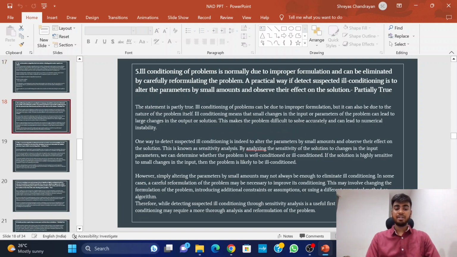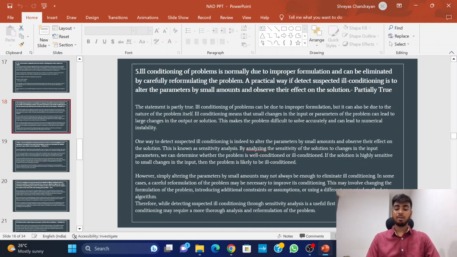In the fifth statement, ill conditioning of problem is normally due to improper formulation and can be eliminated by carefully reformulating the problem. A practical way, if suspected ill conditioning is detected, is to alter the parameters by small amount and observe their effect on the solution. Partially true. The statement is partially true.